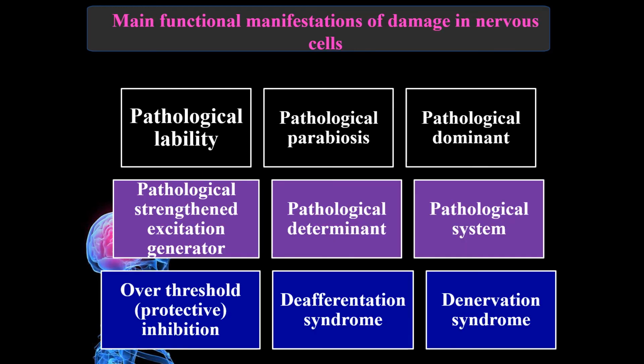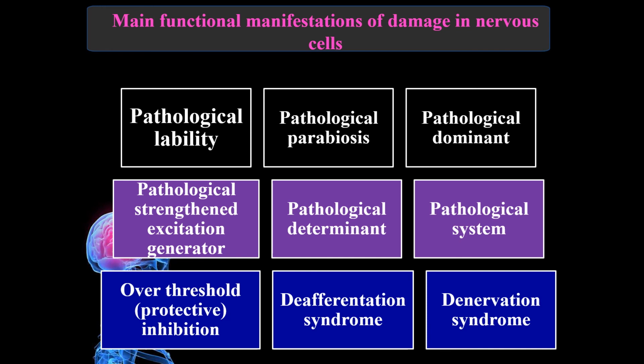Now this slide shows us the main manifestations, the main signs of the damaged nerve cell. And there are the pathological lability, pathological parabiosis, pathological dominant, the generator of the pathological enhanced excitation, pathological determinant, pathological system, then the over threshold inhibition, deafferentation, and denervation syndromes. And here I want to explain to you in brief about all of them.